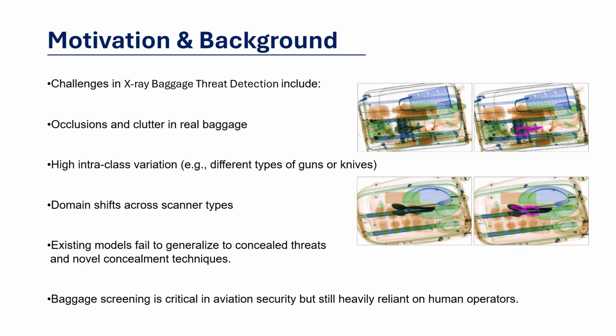X-ray baggage monitoring plays an indispensable role in security operations. However, current methods are heavily dependent on manual screening and are prone to errors. Though researchers have attempted to make progress, there exist several challenges in the domain, including occlusion, heavy clutter, high intra-class variation, domain shifts across scanners, and so on. Thus, existing vision-centric models fail to generalize to different concealed threats and novel concealment techniques.